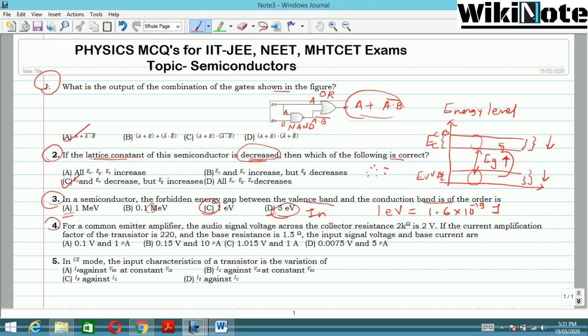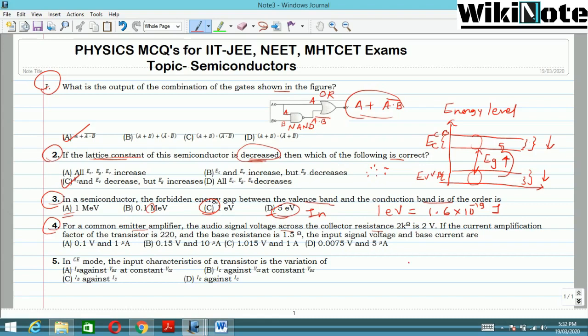Next, fourth: for a common emitter amplifier, the audio signal voltage across the collector resistance. Now, how to tackle this kind of question, because these are also asked in the NEET exam. You can see the difficulty level of the questions which I am covering: some are of 1 mark, some of 2 marks, and some of 4 marks also. So keep in mind, don't judge me that I am taking simple examples. No, these are simple as well as difficult examples which can be asked and which have already been asked in the exams. So I would like to cover this 4 marks numerical.